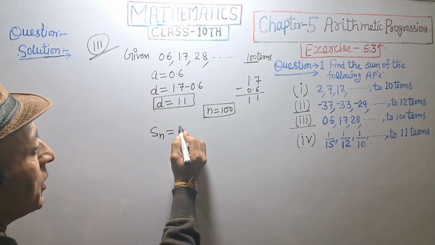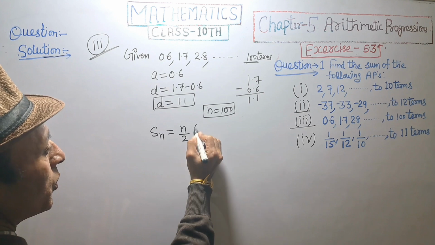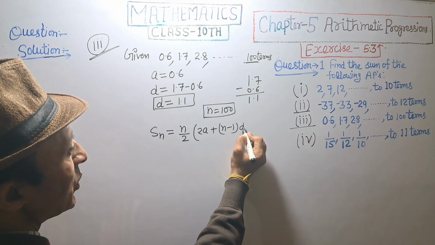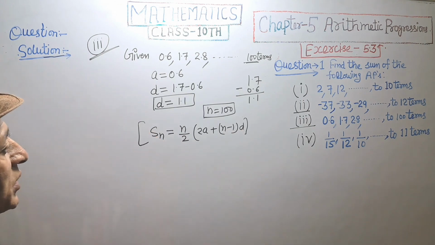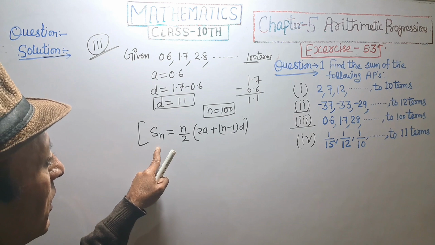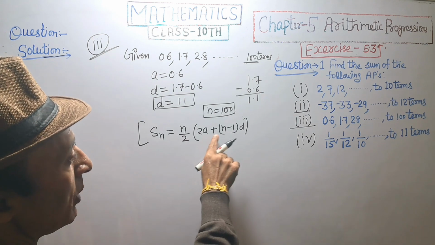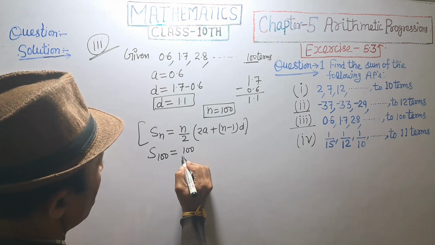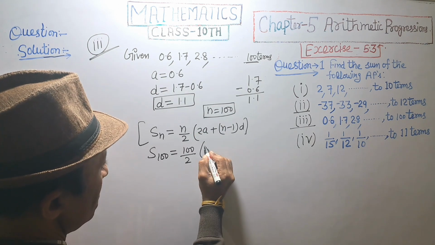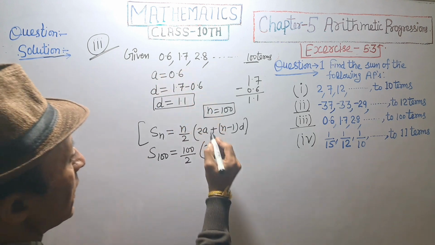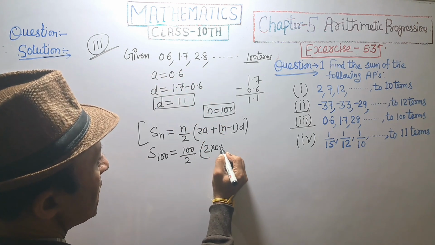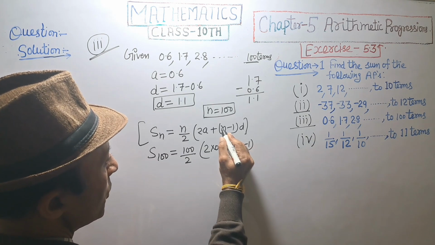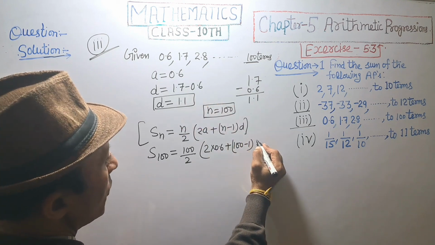So Sn is equal to n divided by 2, 2a plus n minus 1 into d. Using the formula Sn is equal to n by 2, 2a plus n minus 1 into d, N is 100. 100 divided by 2, 2 into a is 0.6 plus 100 minus 1 into d, 1.1.